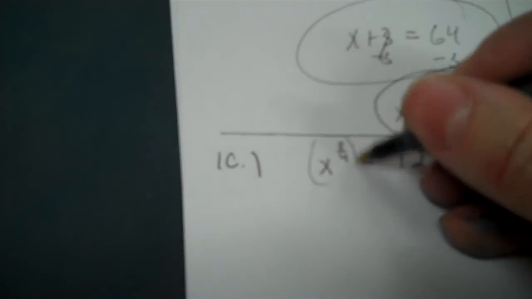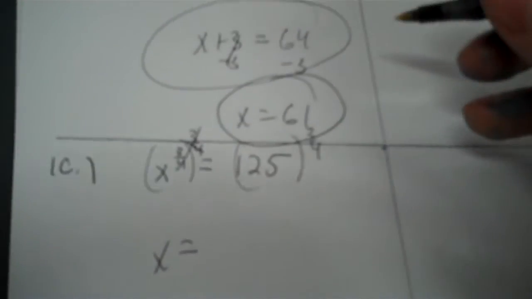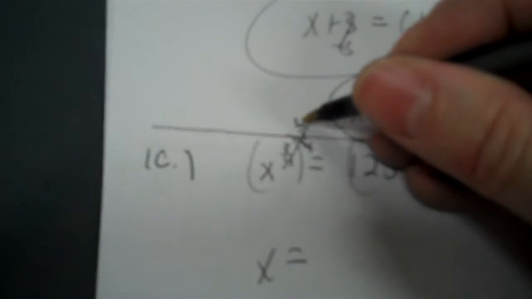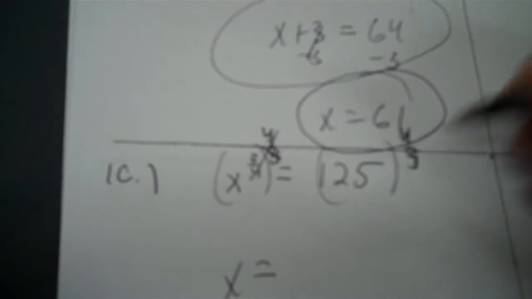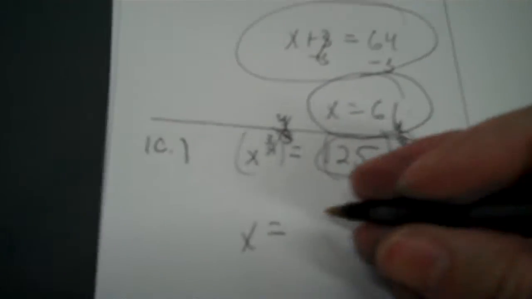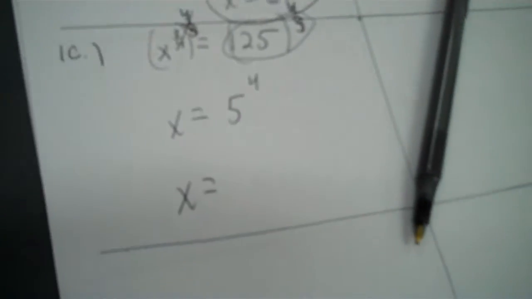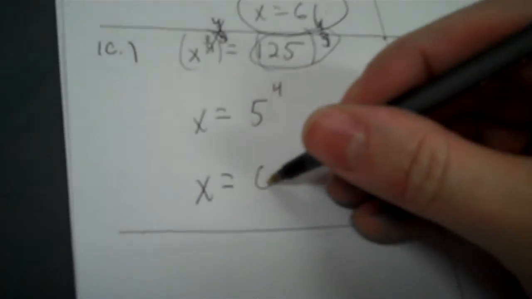Okay, number 10, we just have the exponent. So if it's a rational exponent, we just reciprocate it, meaning flip it. Oh, 4 over 3. My bad. 4 over 3. So remember what that means. This means the cubed root of 125, which is 5 to the 4th power. So I go on a calculator and I find out what 5 times 5 times 5 times 5 is, and that's 625. There we have it.